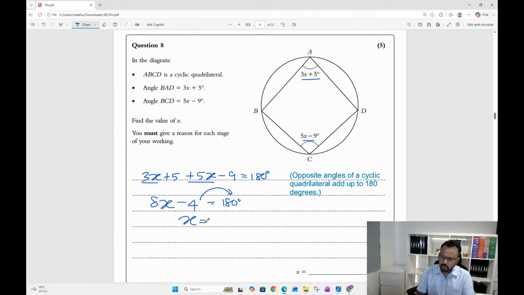X is 23. 184 divided by 8. Find the value of x and that's it. Done. Easy. Yeah, a lot of you got the correct answer, 23. So moving on.